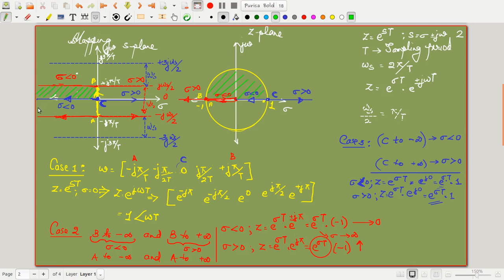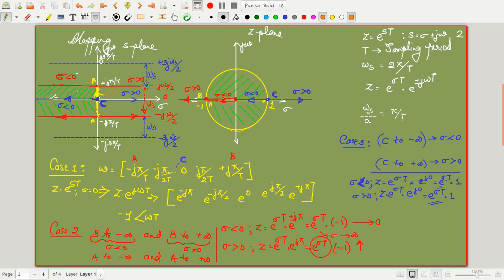And what about this part? Similarly, this part will be mapped onto the inside of this semicircle, this part of the semicircle. So we can say that the left of this strip, that means the left of the imaginary axis of this strip, is mapped onto the inside of the unit circle. So what happens to this part? That part is clear. This part, what happens?